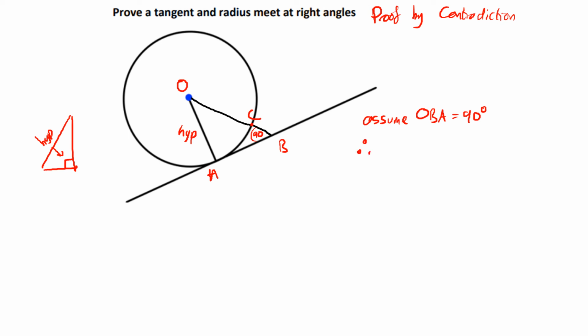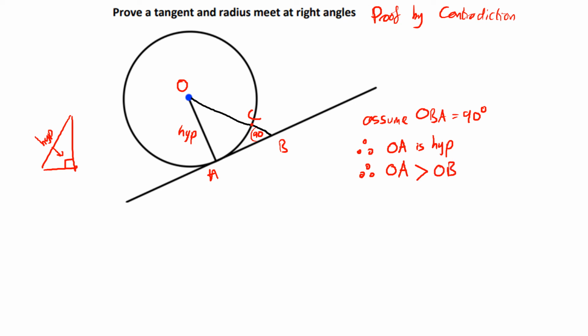So if we assume OBA is equal to 90, then that would tell us that OA is the hypotenuse, and that specifically would tell us that OA is the longest side of the shape. So OA is obviously bigger than OB. Now what's the problem with this?